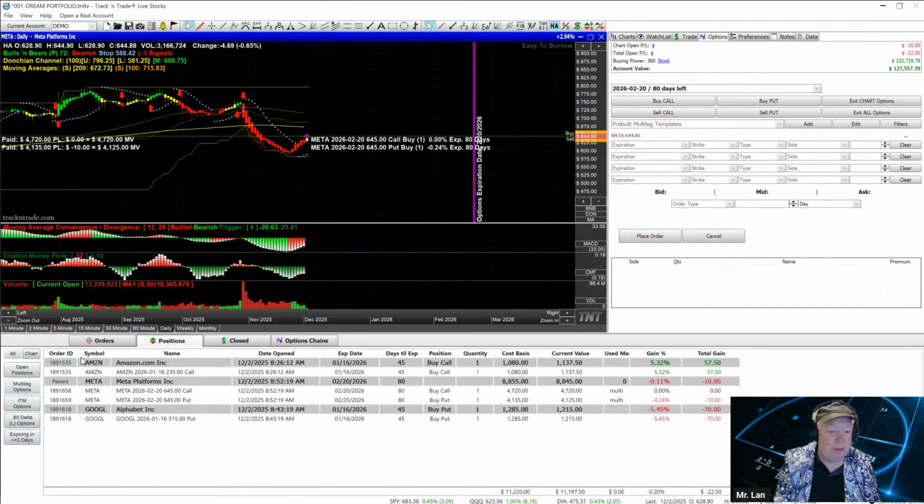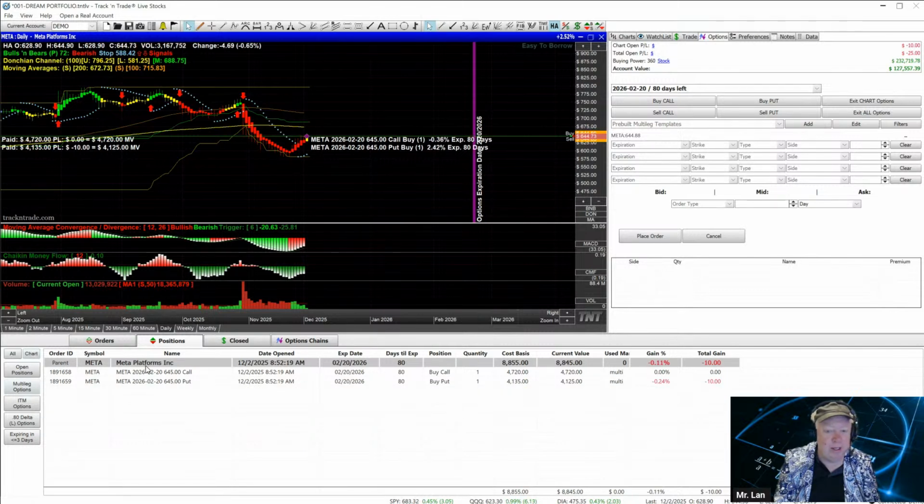Now when we come into our positions on this particular chart, we got Meta, we got 2 orders. We got one that's going to make money when the market goes up. We got one that makes money when the market goes down. We got a cost basis of $8,800. That's okay. Let's play it. Let's leave it on there and see what happens.